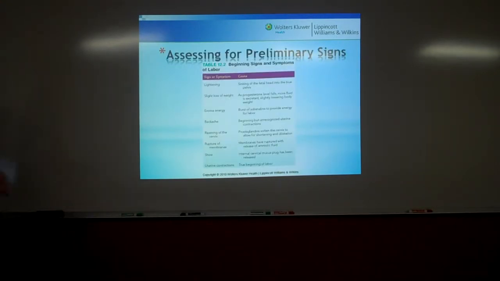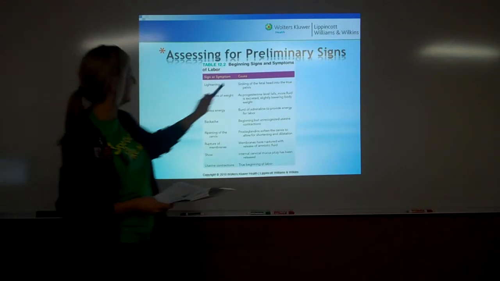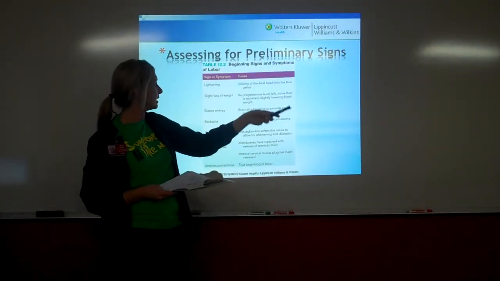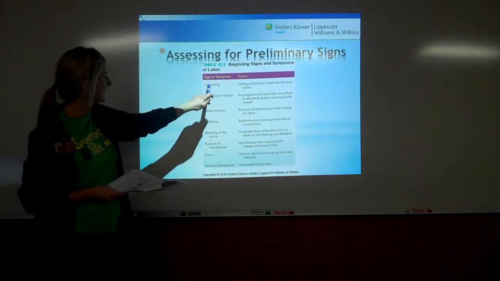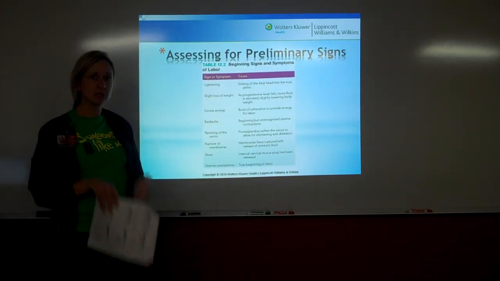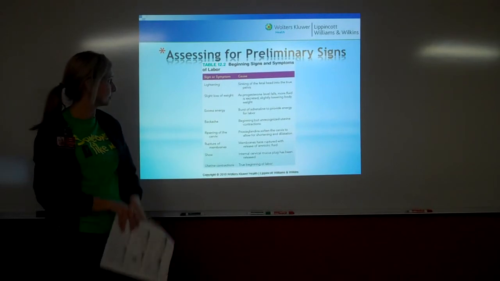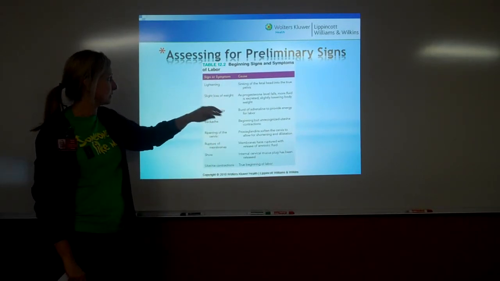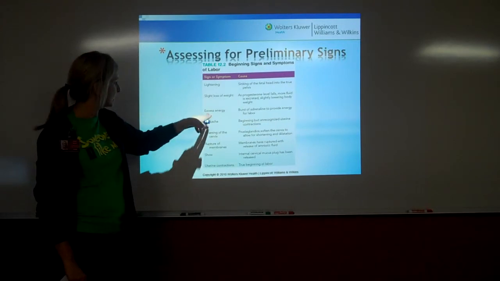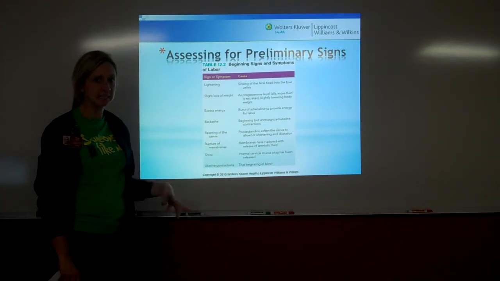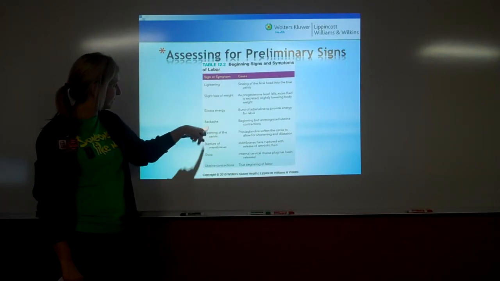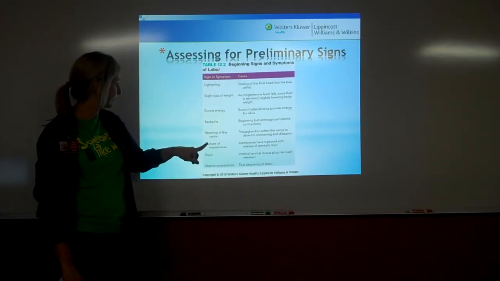Preliminary signs. So how do we know labor may be around the corner? Preliminary means it could be a couple weeks away. Lightning. So the baby drops into the pelvis. Your belly drops. A slight loss of weight. Very little, not a huge amount. Excessive energy, they call this nesting. You want to clean everything. Backache, and this is kind of like a menstrual-like cramp.